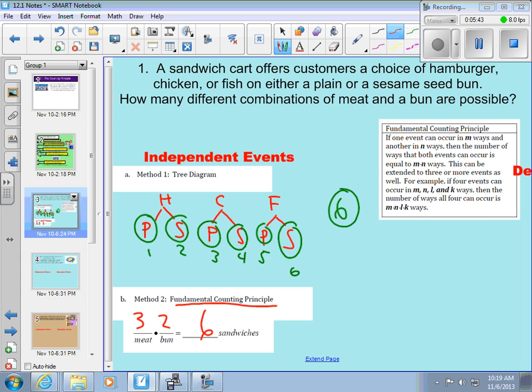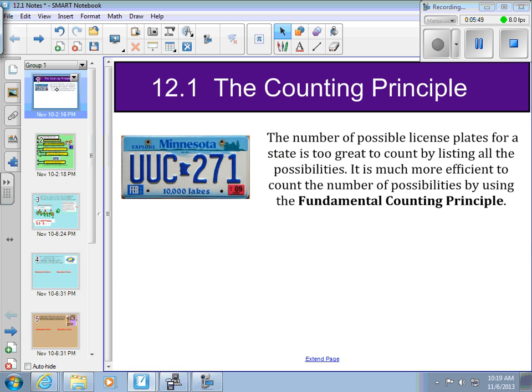All right. Well, let's go back to that original license plate problem and see if we can figure out how many license plates would be possible. So on a Minnesota license plate, you have 3 letters followed by 3 numbers. So we want to figure out for each of these 6 characters, how many possibilities do we have?